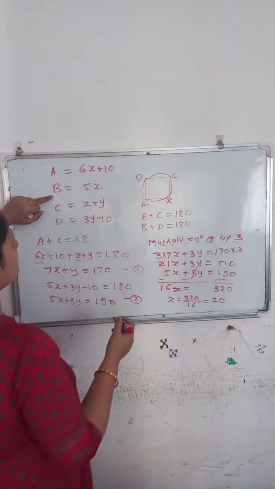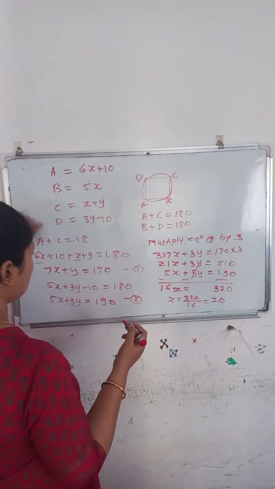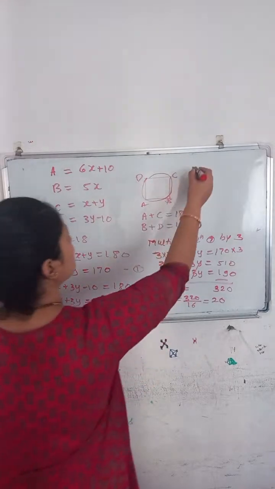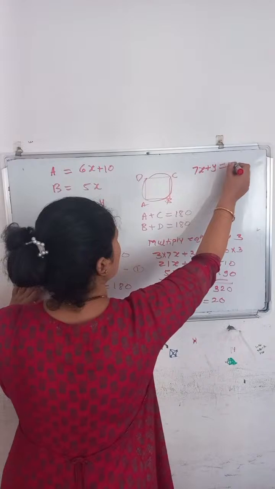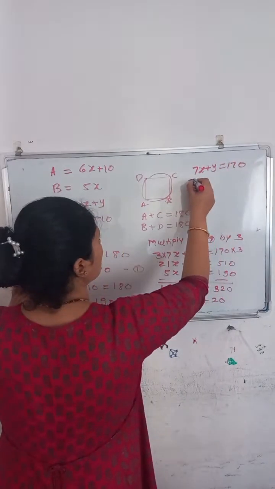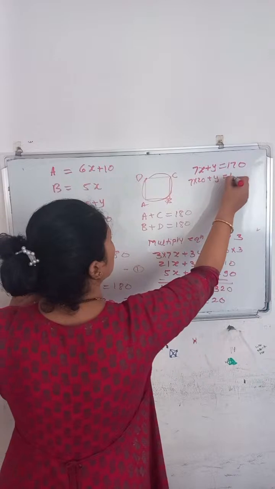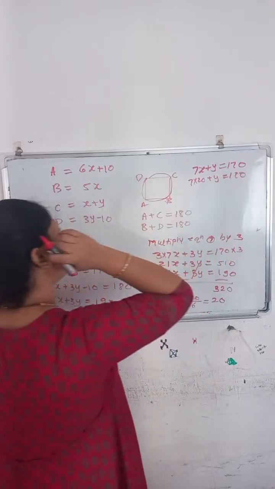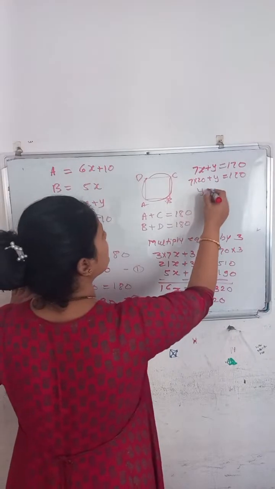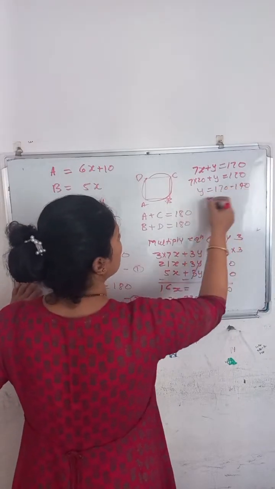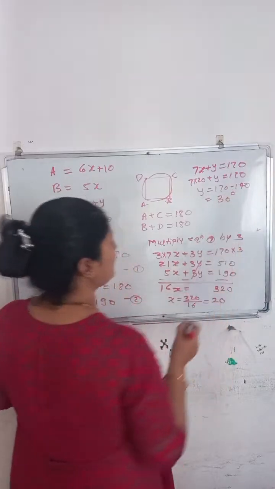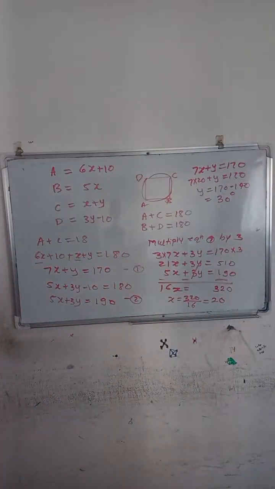So if I want y, you can go for this equation, 7x + y = 170. X is 20, so 7 into 20 + y = 170. 7 twos are 14, so y is equal to 170 minus 140. So that is equal to how much? 30 degrees. So is this option there? Yeah. Option x is equal to 20, y is equal to 30. Option B is the correct option.